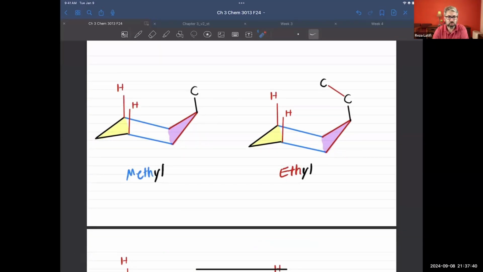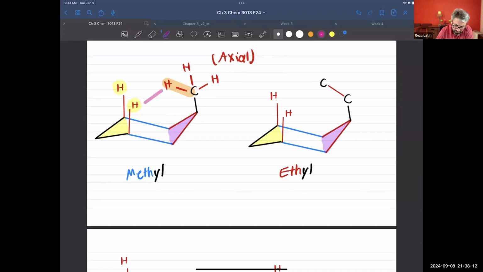Why is ethyl bulkier than methyl? Let's show the methyl. If I put the methyl in axial position, on purpose, this hydrogen atom is going to sense those two hydrogens, and it will have 1,3 diaxial strain with them.